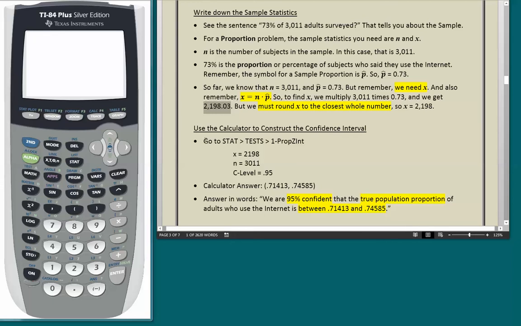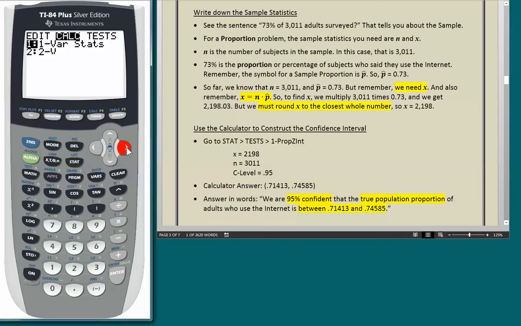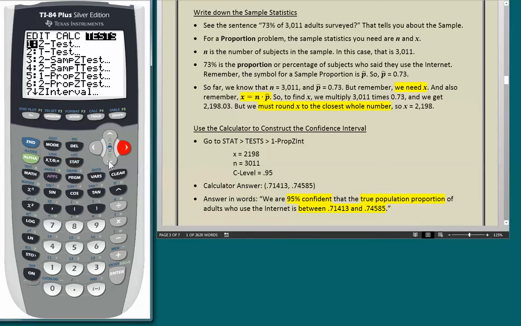You see this first bullet here. It says go to stat tests 1 prop z int. So we're going to do that over here on the calculator. Stat tests. Now I'm going to scroll down and I want to show you something. See this right here? It says 1 prop z test. We'll see this over here. It says 1 prop z int. Those are not the same thing.